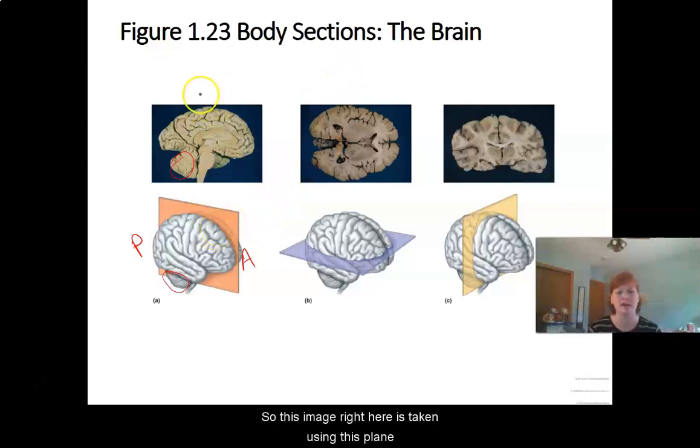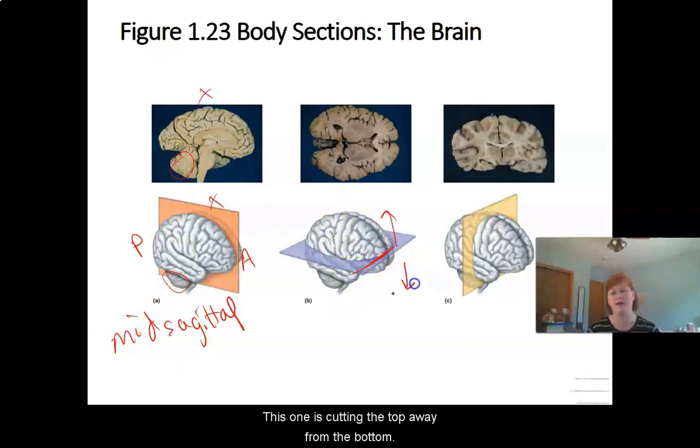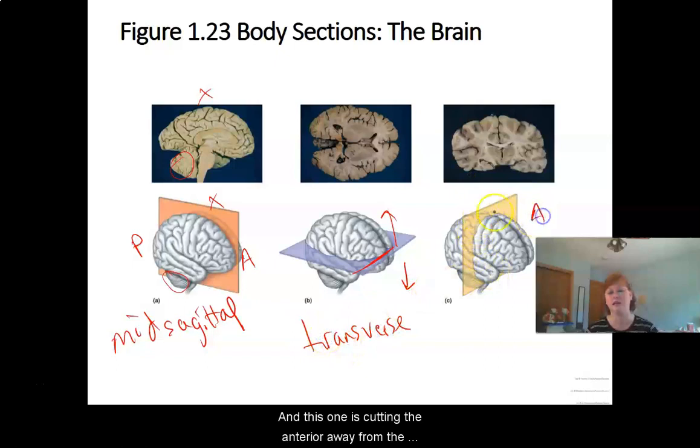So this image right here is taken using this plane right down the middle. So that would be a mid-sagittal plane. This one is cutting the top away from the bottom. So this would be a transverse. And then this one is cutting the anterior away from the posterior, front from back. So this image up here is done using a frontal section.